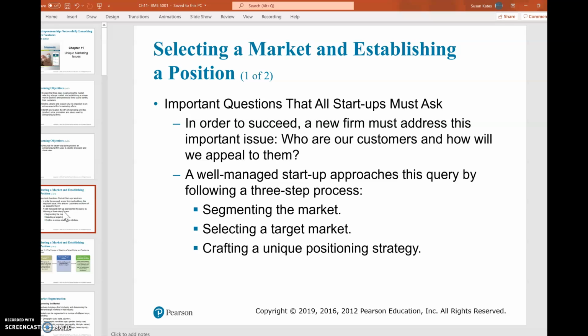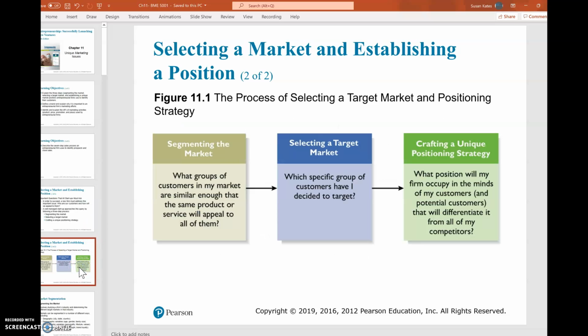But who is your customer? So what you have to do is what they call segment the market. You have to select a target market, and then you have to craft a unique positioning strategy. How am I going to talk to these people that I want to talk to? That's what we're talking about here. And as we've talked about many times before, segmenting the market can be done in lots of different ways. And we'll chat about that even more in this lecture.